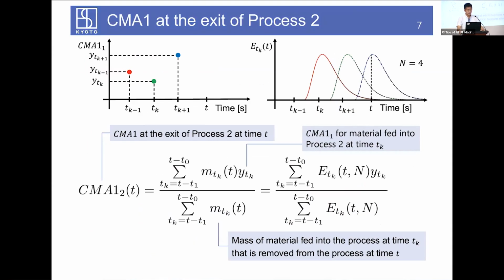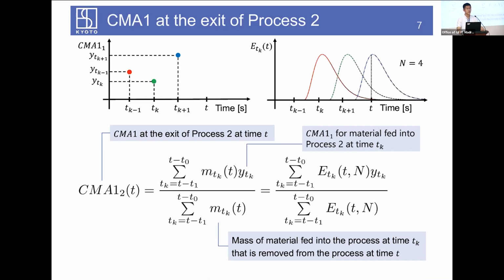This slide explains how to calculate the CMA1 at exit of process 2. Let Y_tk be the CMA1 of the material fed into process 2 at time tk. By using this, we obtain the CMA1 at the outlet of process 2 at time t, CMA1 at t.